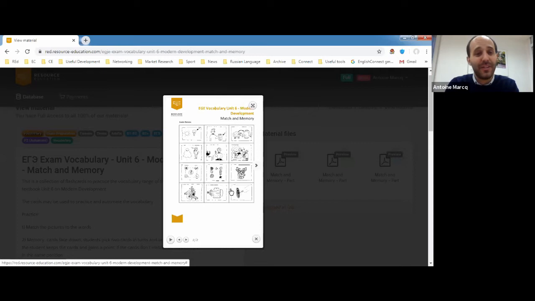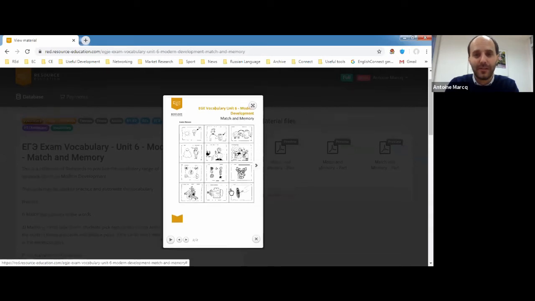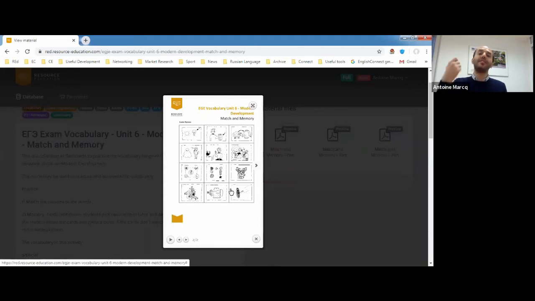Then you can use these cards as well to automate by playing card flip. Here the students only take the pictures and they're going to test themselves again. They show one card, they show one picture, and the other student should say the word. Next picture, next picture, next picture.